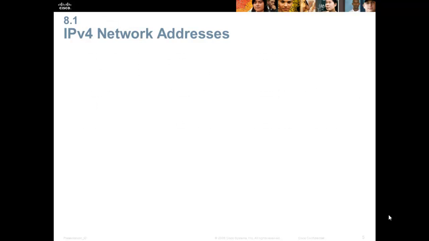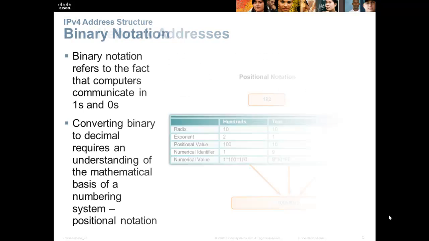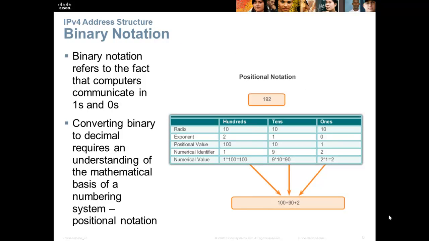First, we'll talk about IP version 4 network addresses. An IP version 4 network address is represented by 32 bits. We typically see an IP version 4 address written in decimal notation, such as 192.168.10.1. We will also see these addresses written in binary notation.